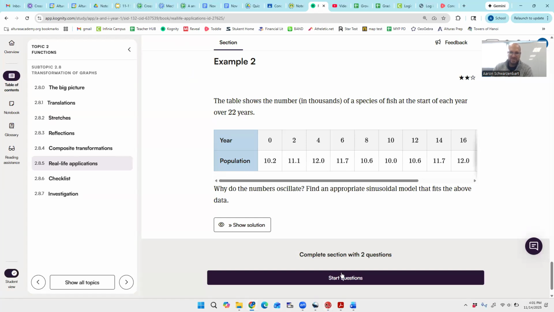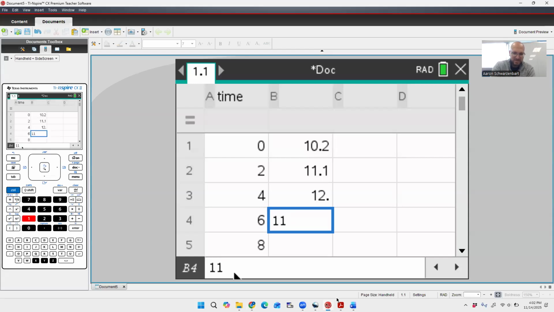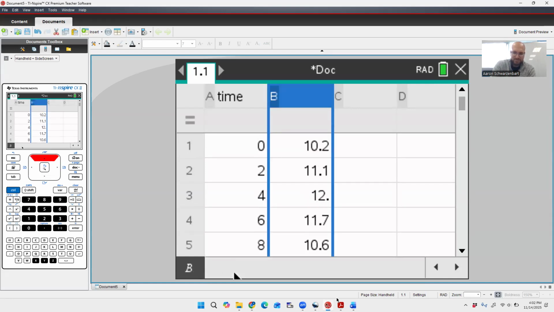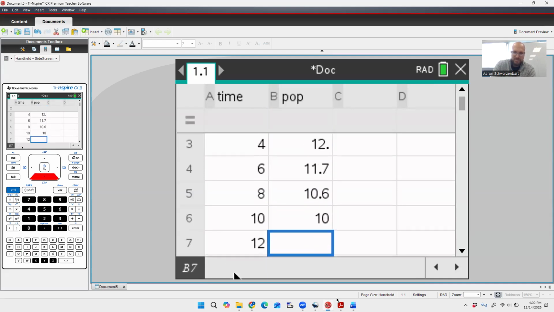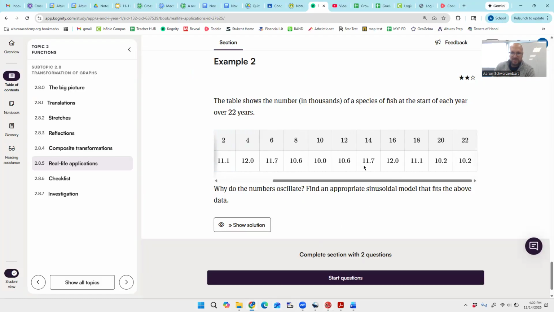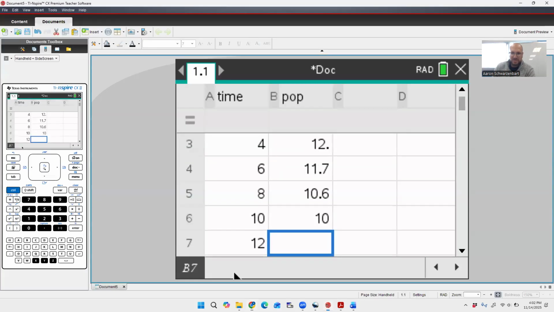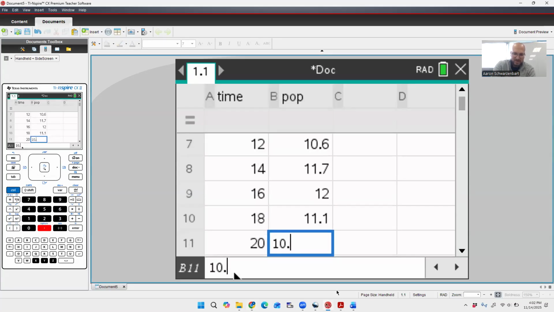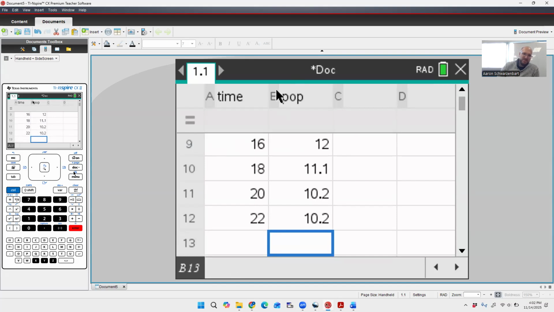Okay, 11.7, 10.6, 10.6, 11.7, 12, 10.2, 10.2. Okay, so I've got my data entered.